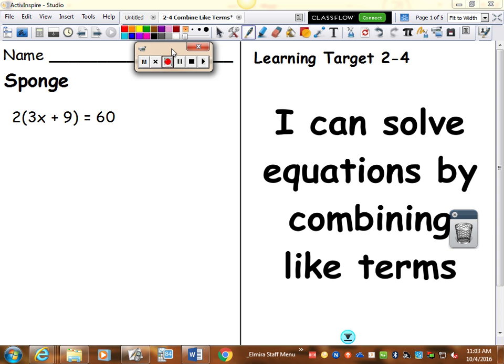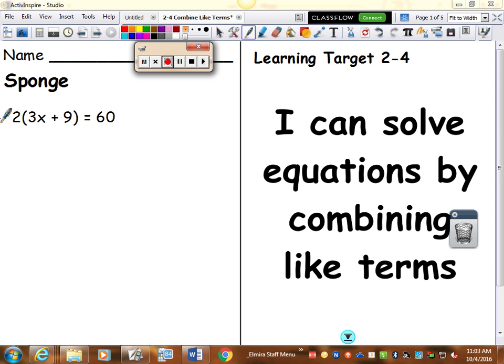Okay guys, here's our video for today. We are solving equations by combining like terms. Just to give you an idea, yesterday we did distributive property, today we're going to do combining like terms, and tomorrow we're going to do variables on both sides. Then we'll have a review day, we'll have a quiz day.